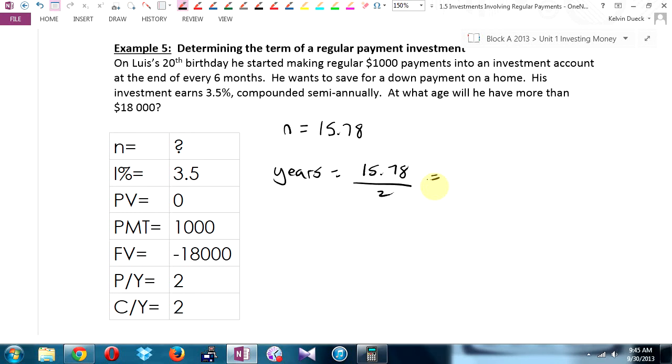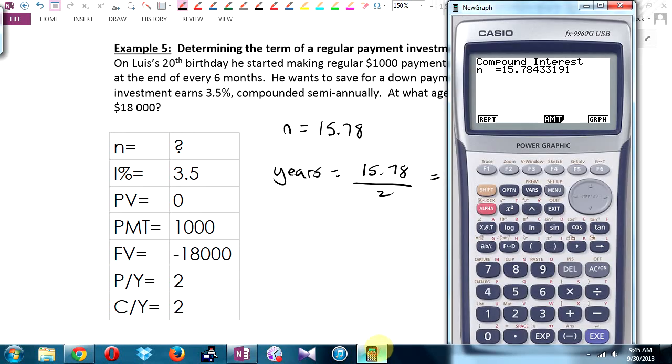Why doesn't the calculator do it itself? Because N is defined, the way the program works, as the number of compound periods. It's not defined as the time. We've got to do some arithmetic ourselves. Right, oh, this sucks. Look, 10 years ago, nobody had this. We did it all by hand.